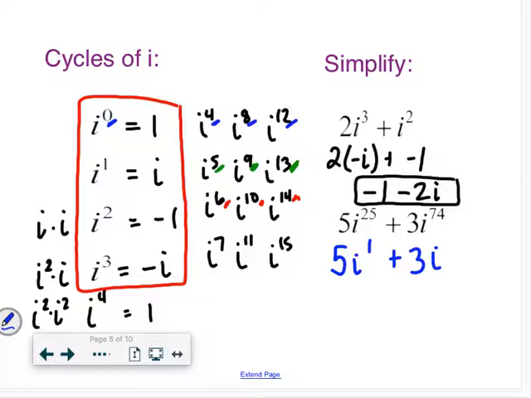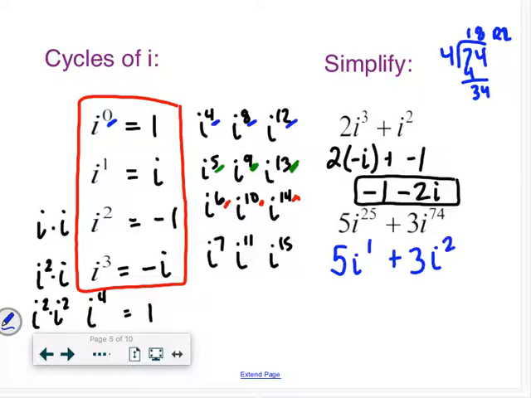If I divide 74 by 4, what's my remainder? 2. Okay? And if you can't do it in your head, you just write it off to the side. Division is so fun. Okay, so you get 18, and then 72, remainder 2. So this is i squared.